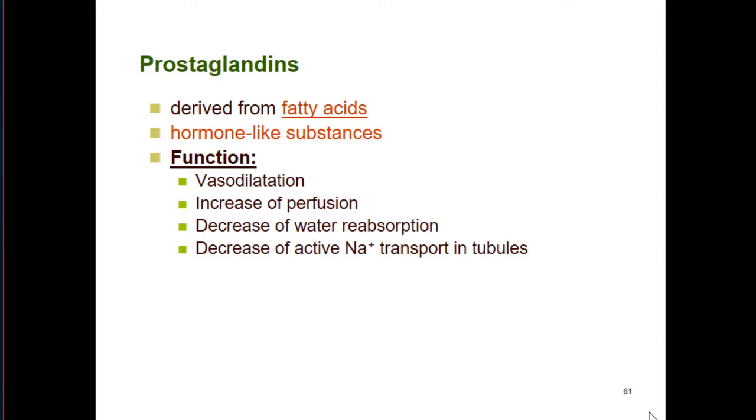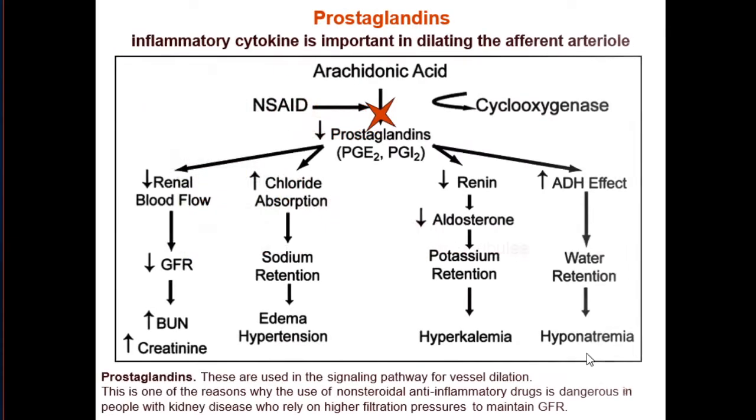And one more system which also helps to restore the blood flow through the kidney is known as prostaglandin system. Derived from fatty acids, these are hormone-like substances. Most of them lead to vasodilation, which will increase the perfusion in kidney. So here you have the scheme how to get prostaglandins. Like you can have PGI2. Effects could be different. And here you have the summary, the effects.